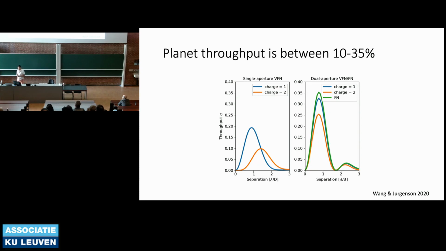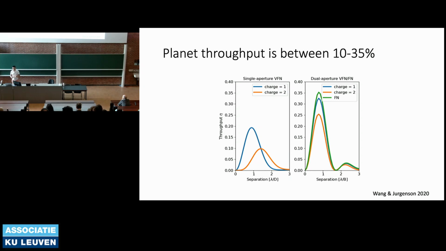So this is work that we have done with Kobe Jurgensen, who's now at the CFA, Harvard. These two plots show you that on the left is a traditional single aperture vortex fiber nuller, which gives you up to 20% throughput. And on the right, if you focus on the green curve, which is the dual aperture fiber nuller, it gives you a throughput of up to 35%.